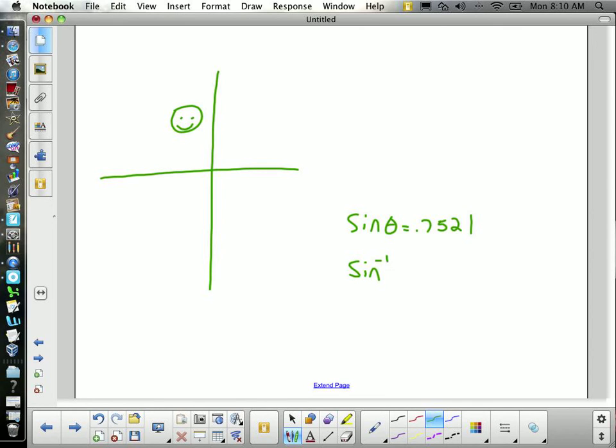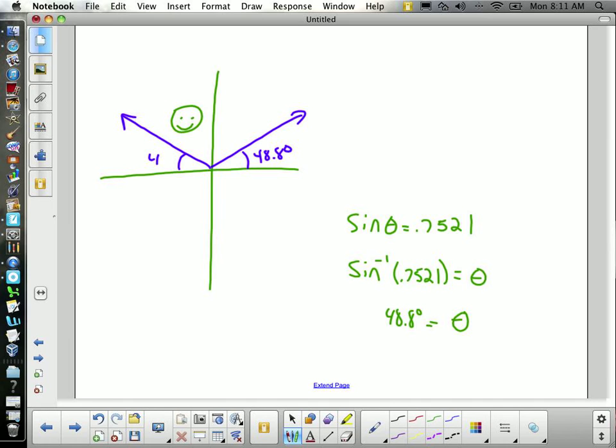So in my calculator, I do the sine inverse of 0.7521 to get the angle, because we use the inverse function when we're looking for the angle measurement. When I do that, I get 48.8 degrees, which is marvelous and fabulous, and that is the sine inverse of 0.7521, which is this angle right here. However, that angle is not in quadrant 2 where I need to be. But because of symmetry, I can very quickly figure out that this angle is 180 minus 48.8 degrees, or 131.2 degrees. So by being aware of the quadrant, I was able to find the correct angle.